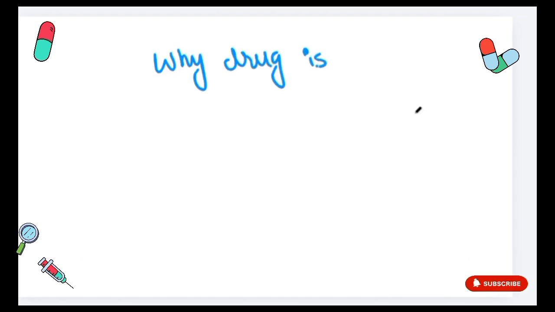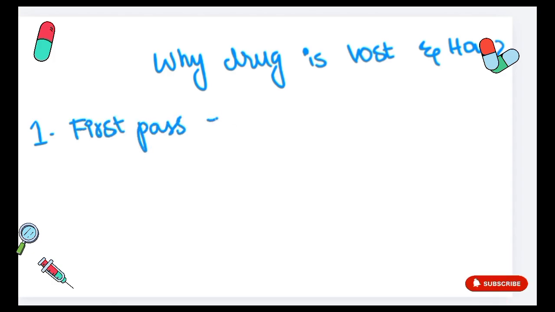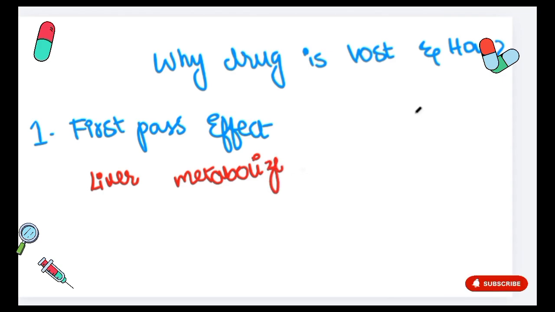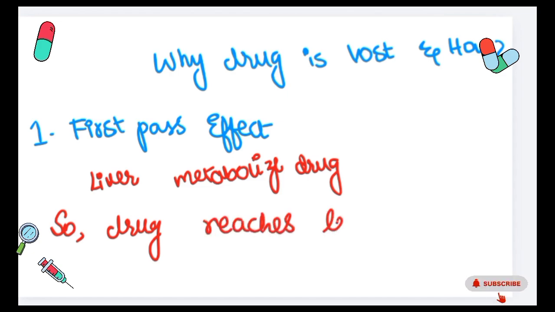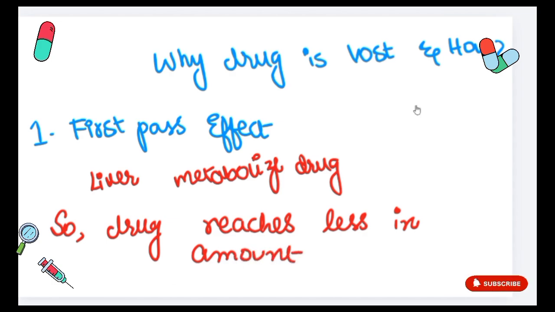Now the point of discussion is why the drug is lost and how. As we all know, the drug is lost or metabolized by the liver. So the first one is the first pass effect. First pass effect is when the liver metabolizes part of the drug and it is then excreted out by urine or feces. So the drug reaches the bloodstream in a lesser amount compared to the amount we administered.